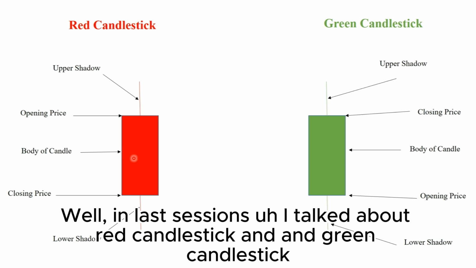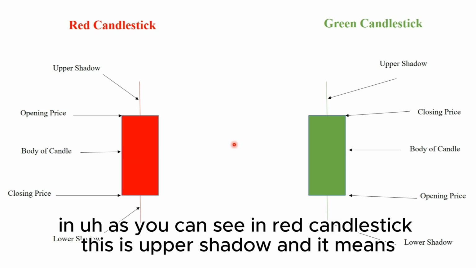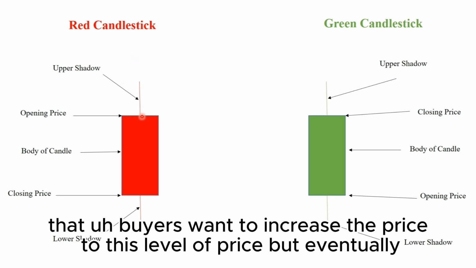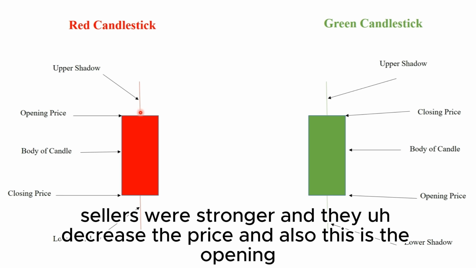Well, in the last sessions, I talked about the red candlestick and green candlestick, and as you can see, in the red candlestick, this is the upper shadow, and it means that buyers want to increase the price to this level of price, but eventually sellers were stronger and they decreased the price.